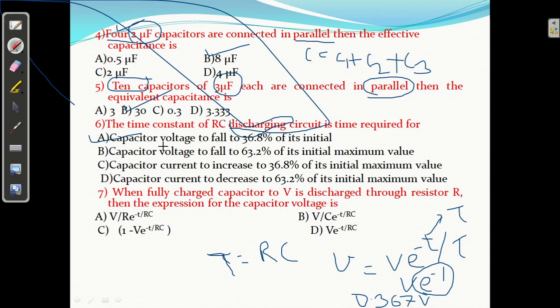Question number 7. When a fully charged capacitor to V is discharged through the resistance R, what is the expression for the capacitor voltage? I told you already, this is the expression for the voltage. V by C is wrong; it is V into e raised to minus t by tau. RC is the time constant tau. Okay, this is the formula: V e raised to minus t by RC. This D answer is correct.